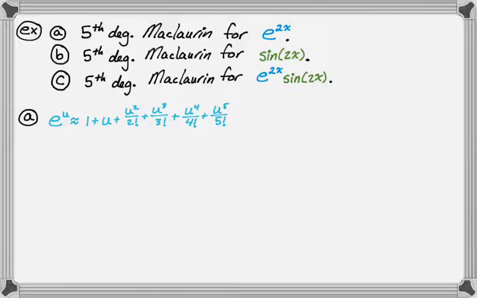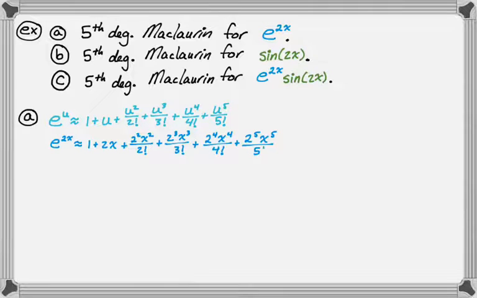And now I'll just do a composition with 2x. So e to the 2x is approximately, I'm just replacing every u that I see with 2x. Usually I don't expand things, so the factorials I pretty much always leave. And then the powers of 2, you could write them out if you want, but it's usually totally acceptable to leave them as just an exponent.